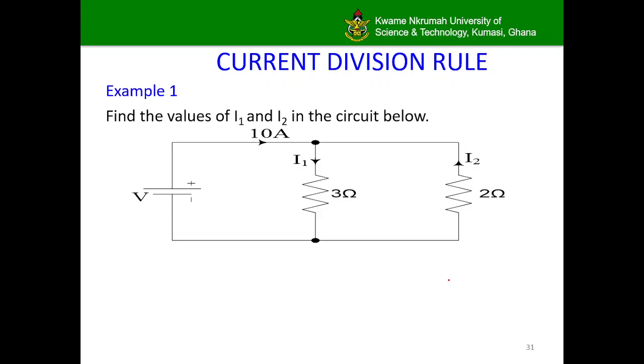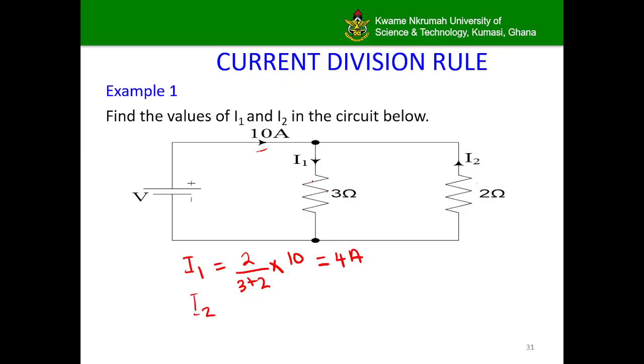Let's look at this example. To find I1, the current passing through the 3 ohm and the 2 ohm: the 3 ohm and the 2 ohm are in parallel, and they are sharing the current, 10 amps. And so to find I1, it is simply the other resistor, which is the 2 ohm, over the sum 3 plus 2, times the current they are sharing, 10. This results to be 4 amps.